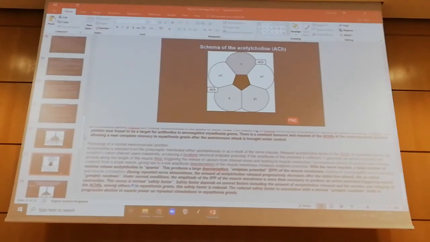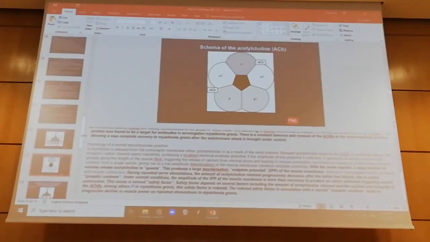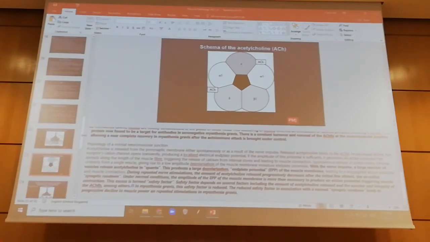All right. So one thing I want to tell you about right here is actually a very important thing to know. Why does the weakness happen with repetitive movement in myasthenia gravis?